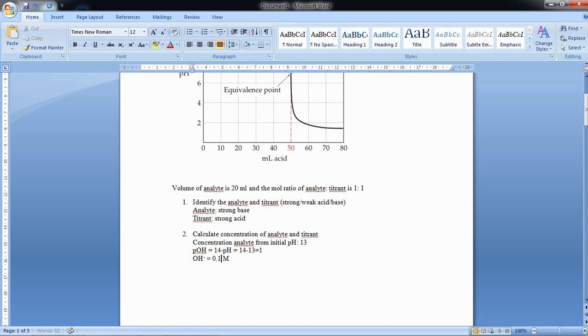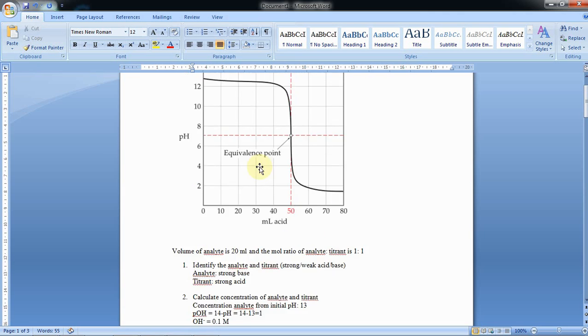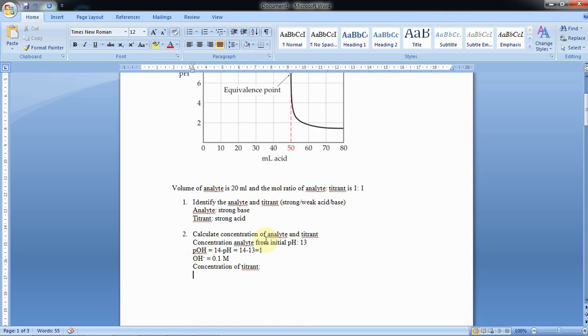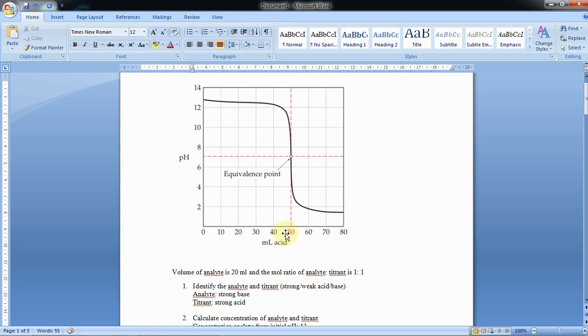If you still have problems with this, let me know. This is the concentration of analyte. Therefore, we can use this value to find the concentration of titrant. You can use the formula, which I hate to use, V1M1, but you can simply say that they have the same mole, right? The mole ratio is 1:1, so the amount of mole in 20 milliliters and 0.1 molar is the same as for 50 milliliters here. It's already been bolded, right? 50 milliliters of the titrant times what?